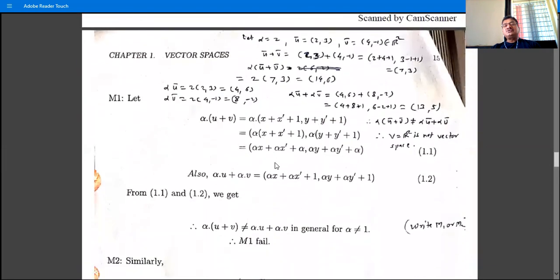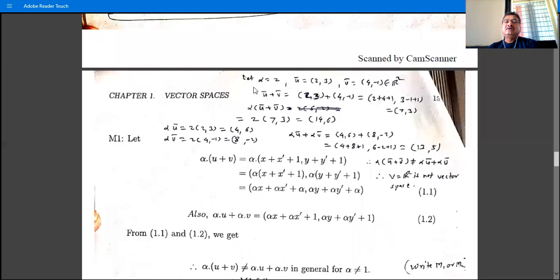So we can also give the answer to this problem by using a counter example. Take alpha as a particular scalar, suppose 2. Instead of 2, we can also take 3, 4, minus 2, minus 5. Then u bar as (2, 3), and v bar as (4, minus 1). These are not fixed elements. We can also take any two other elements of R2.